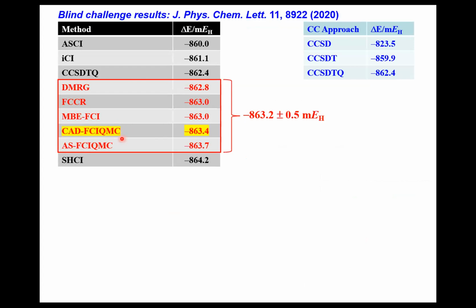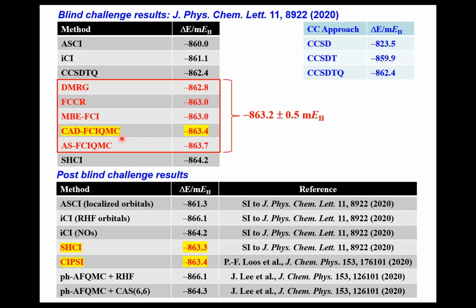And what was nice about this blind challenge project is that after it was completed, Cyrus Umrigar and co-workers and Pierre-François Loos, who is in the audience, and co-workers used their respective selected CI methodologies and obtained results which match our calculations quite well. That was very pleasing for us.